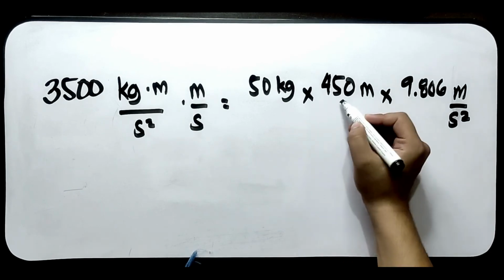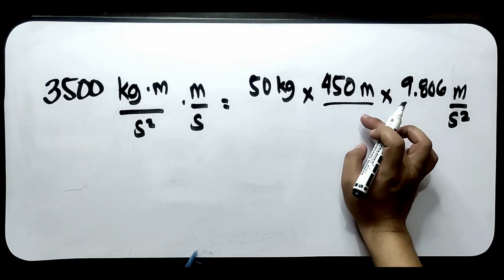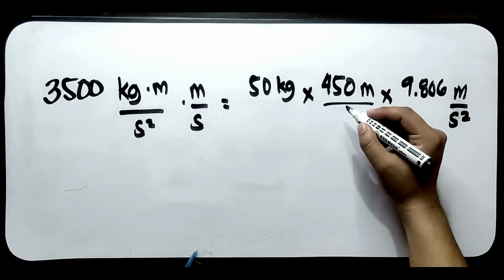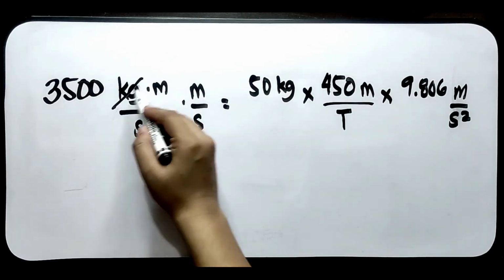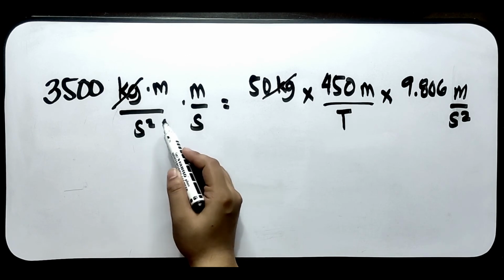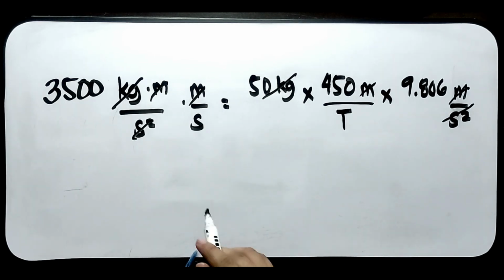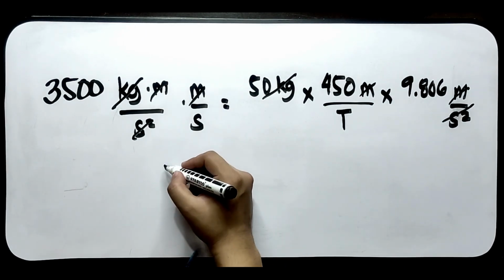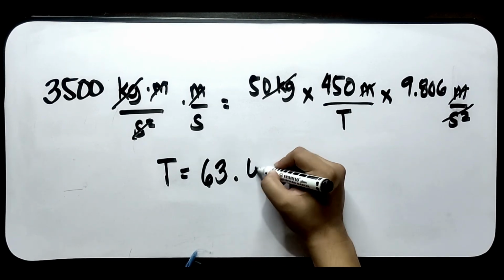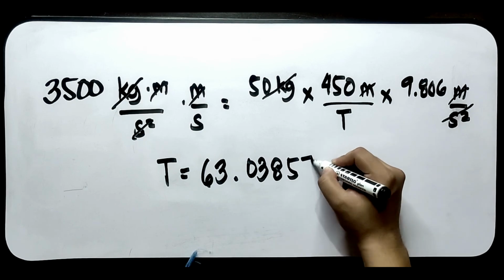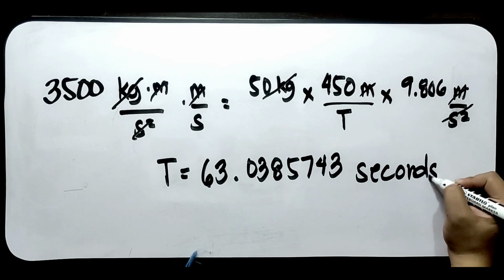So, dito natin nilalagay yung time, para ito yung magiging speed. Ang ilagay na lang natin is t for time, in seconds yan. So, makakancel natin to. Cancel to, and cancel din to. Pag sinolve natin to, makukuha nating time ay 63.038573 seconds. Yan.